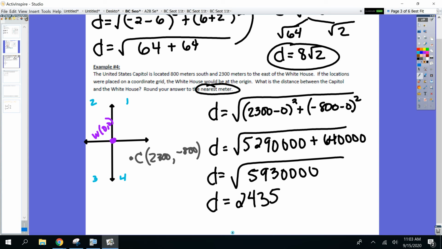Okay, everybody good? 2,435 I'm getting. I'm showing you where all the numbers come from. Make sure you use parentheses in your calculator if you're squaring a negative number. Remember, guys, after you're done squaring, you should never, ever get a negative. You should be getting positive numbers out. Questions? I'm not done yet. My answer is not complete.